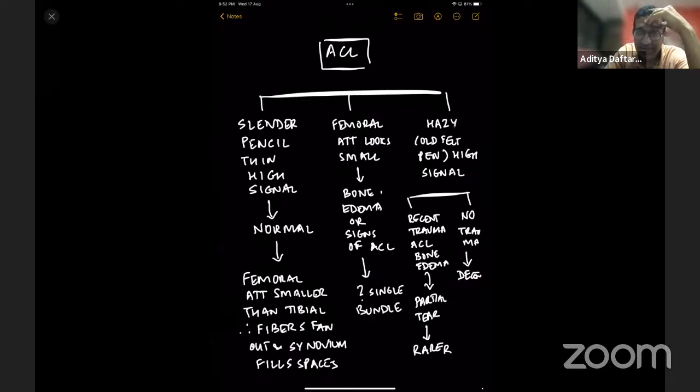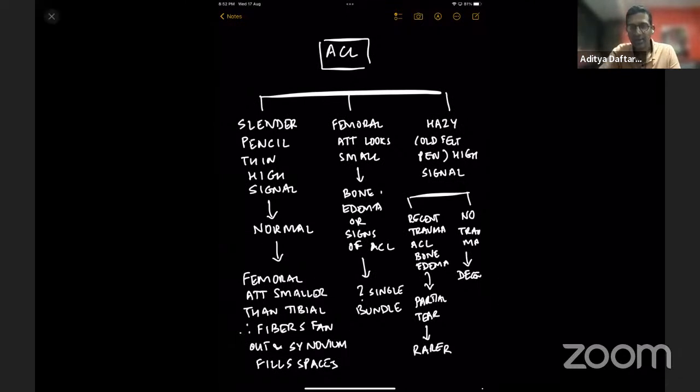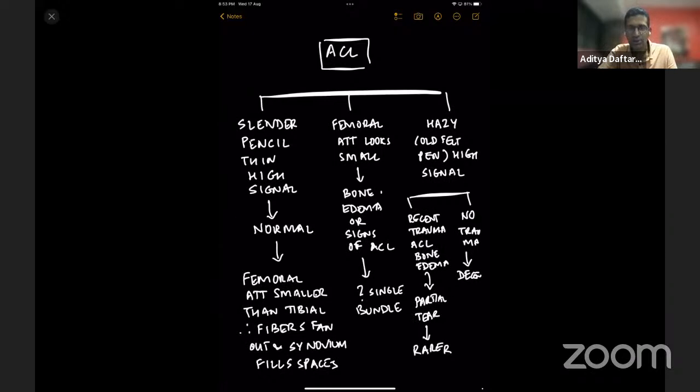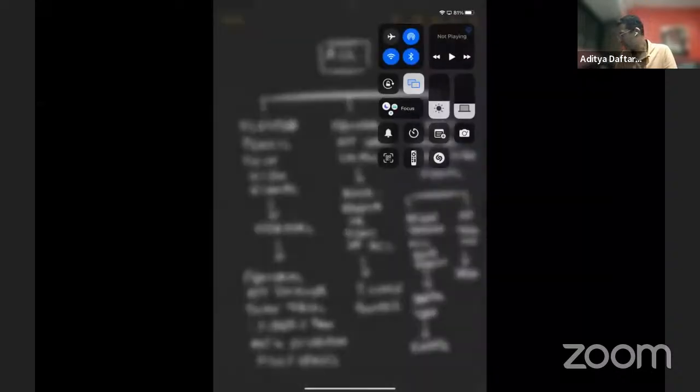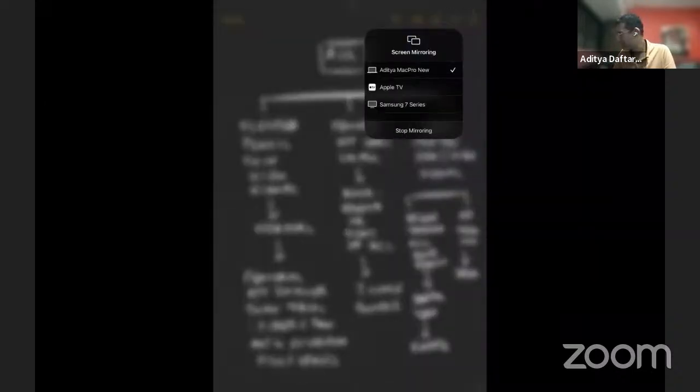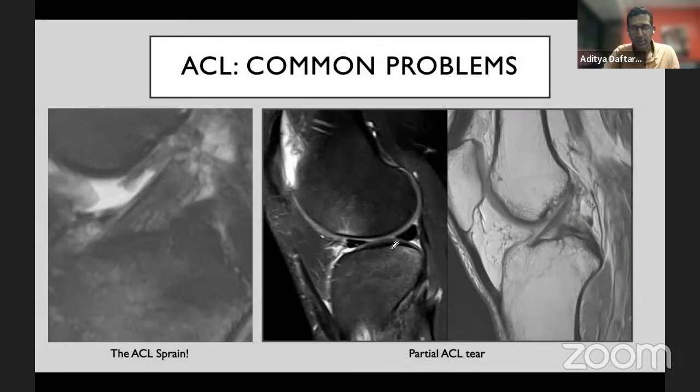But on the other hand, if you have a hazy appearance, almost as if you took an old felt pen and started drawing these white lines between it, if there is a history of recent trauma and there is ACL bone marrow edema, then I would start to think of a partial tear. This is a less common situation. This is probably the most common, or you'll see a full thickness tear. And most of the time, if there's no trauma or if there's remote trauma, then it tends to be degenerative change within the ACL. So this is something that I hope will be helpful to some of you in making that decision. I know that's a question that has come up very often. So I wanted to show you that.